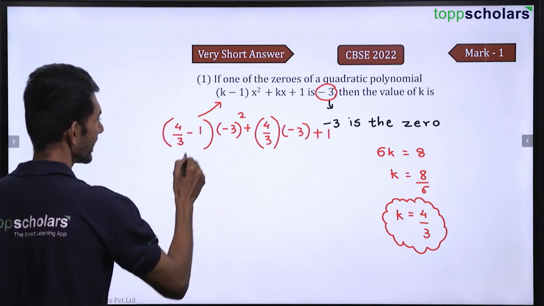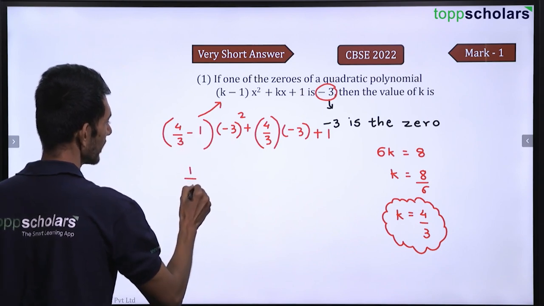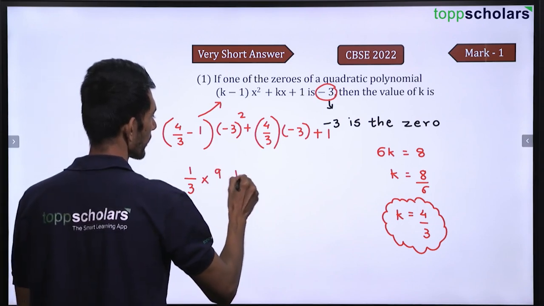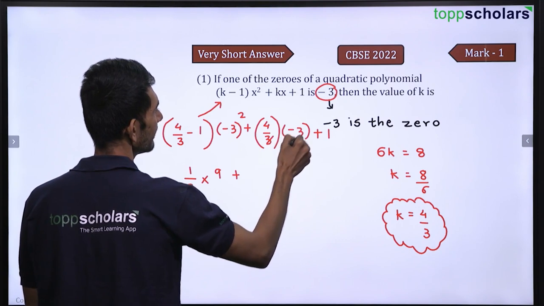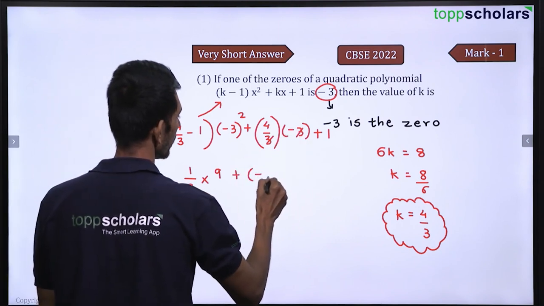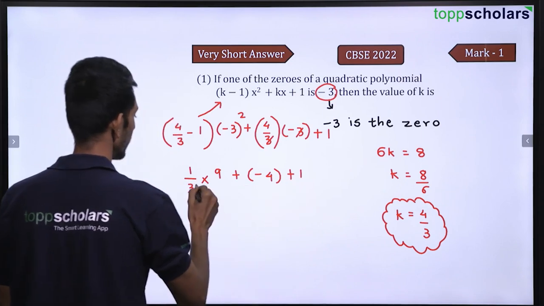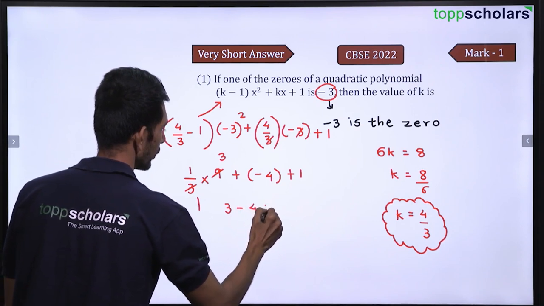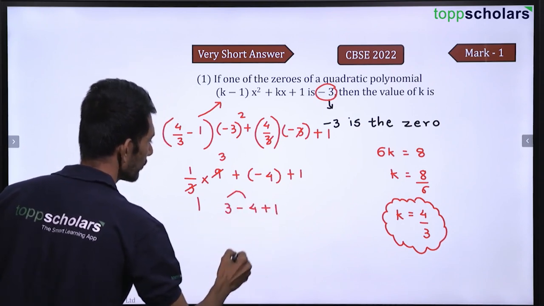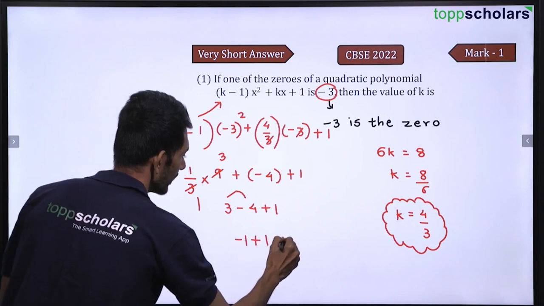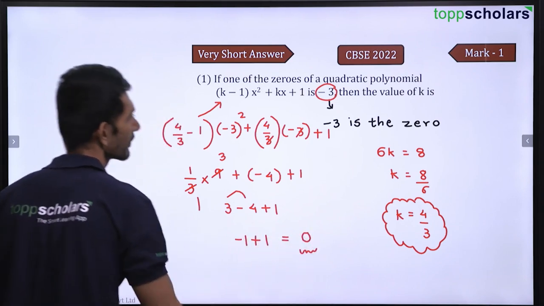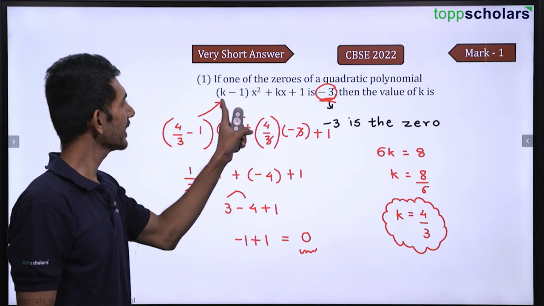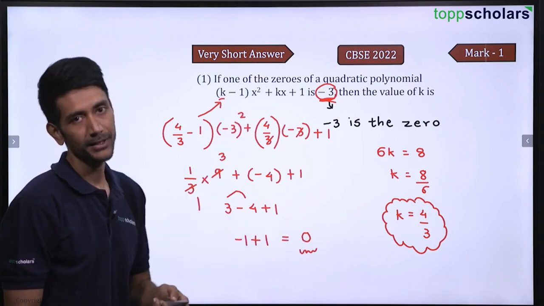So this becomes 1 by 3, right? Because if I take the LCM, I'll get 1 by 3 into (minus 3) square is 9 plus 3 and 3 will get cancelled. That becomes minus 4 plus 1. 3 ones are 3. So I get 3 minus 4 plus 1. 3 minus 4 is minus 1 plus 1, and that gives me 0. Correct? That means our answer is correct. We are getting 0, and that is exactly what was given. One of the zeros is minus 3, and we got the value of k, that is 4 by 3. Right?